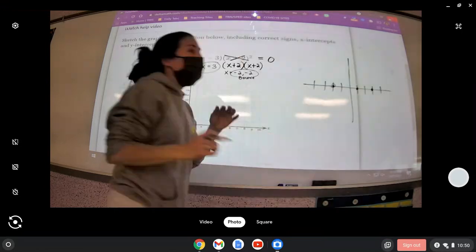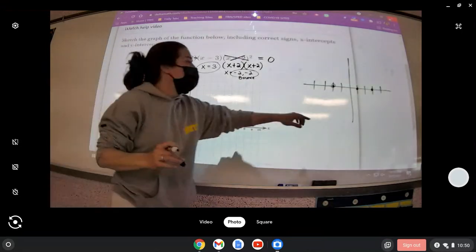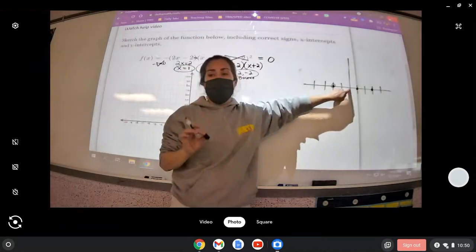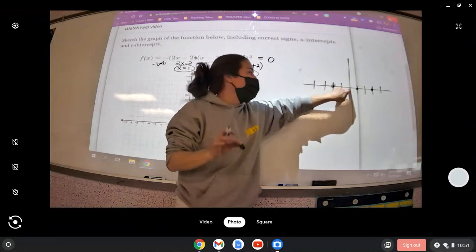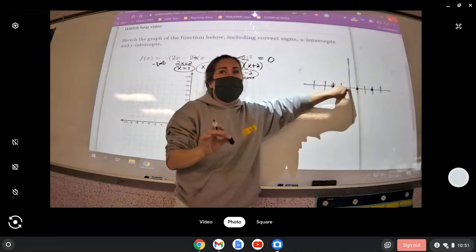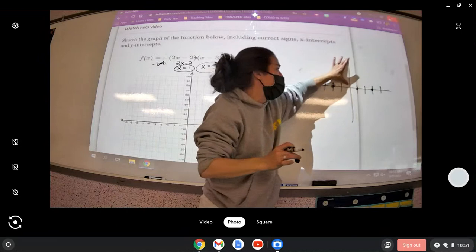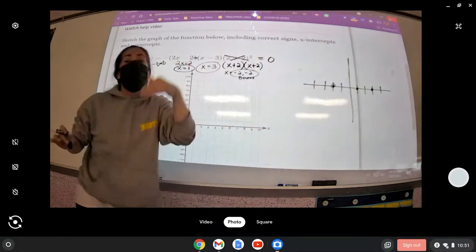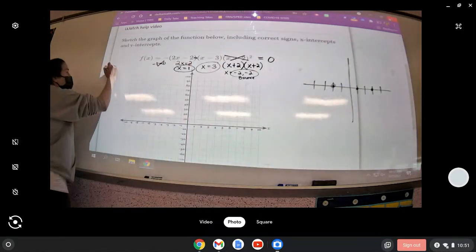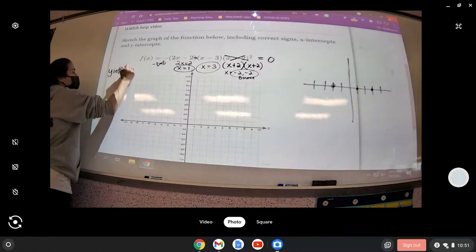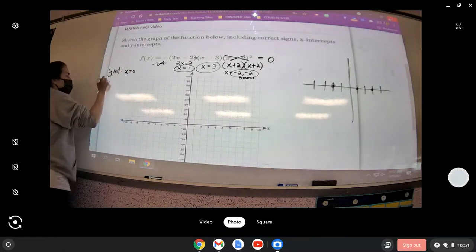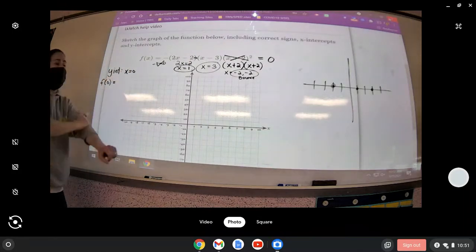All right, now you want your y-intercept. Guys, look, you do not have a y-intercept at 0 this time because you don't have an x-intercept at 0. So your y-intercept is either up here or down here. You have to figure out where. So to find the y-intercept, x has to be 0. So let's plug 0 in. Let's see what number comes out.